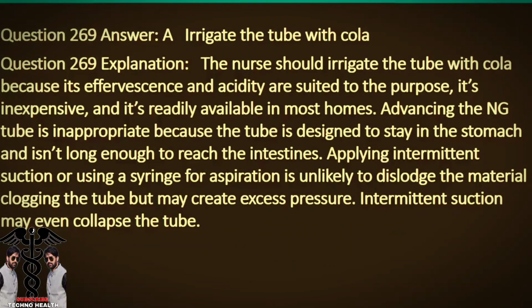Question 269. Explanation: The nurse should irrigate the tube with cola because its effervescence and acidity are suited to the purpose, it's inexpensive, and it's readily available in most homes. Advancing the tube is inappropriate because the tube is designed to stay in the stomach and isn't long enough to reach the intestines. Applying intermittent suction or using a syringe for aspiration is unlikely to dislodge the material clogging the tube but may create excess pressure. Intermittent suction may even collapse the tube.